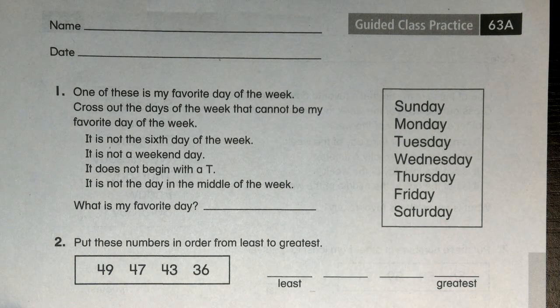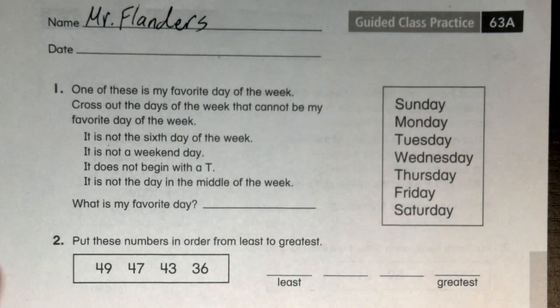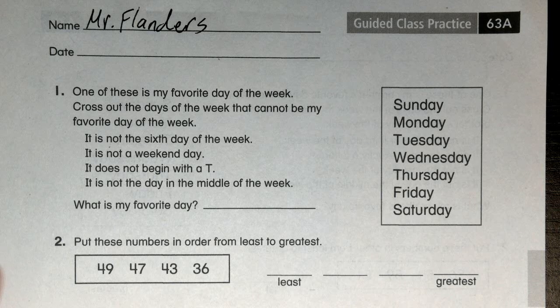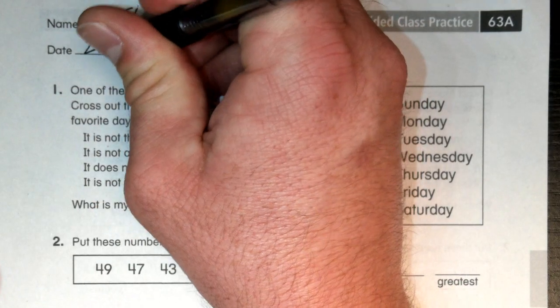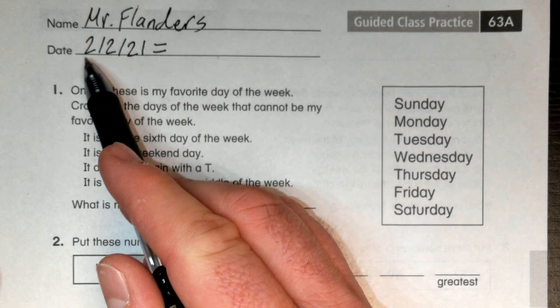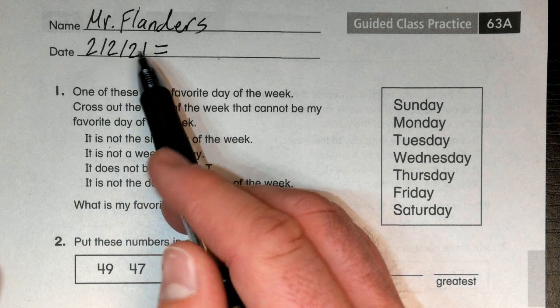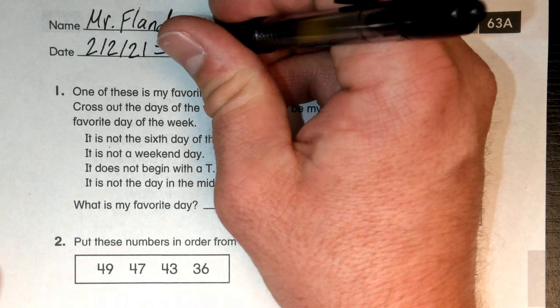Let's go ahead and start off by writing our names at the top of our paper. My name is Mr. Flanders, obviously. And today's date is 2/2/21. That means February 2nd, 2021, because February is the second month of the year. So I'm going to write it out.